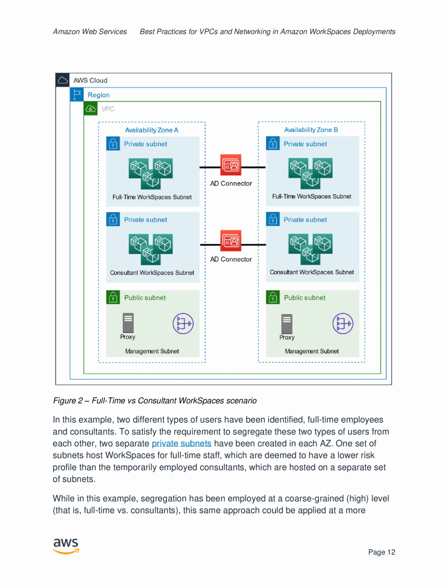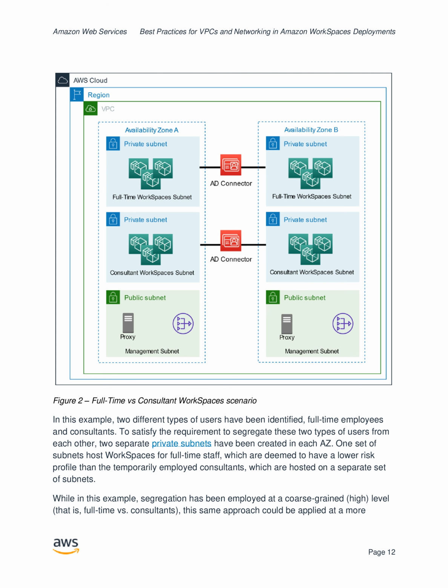In this example, 2 different types of users have been identified: full-time employees and consultants. To satisfy the requirement to segregate these 2 types of users from each other, 2 separate private subnets have been created in each AZ. One set of subnets host WorkSpaces for full-time staff, which are deemed to have a lower risk profile than the temporarily employed consultants, which are hosted on a separate set of subnets.